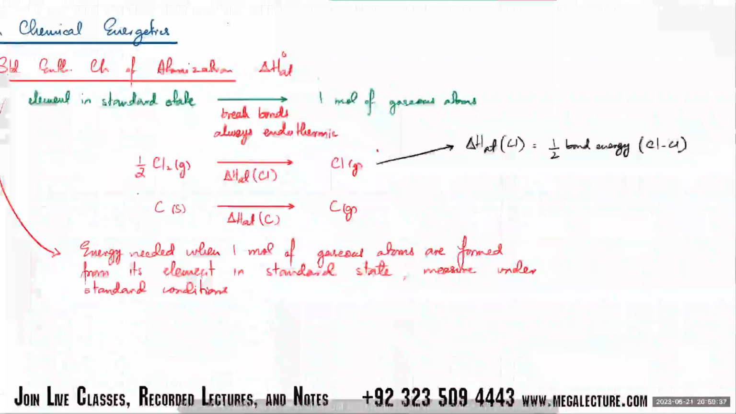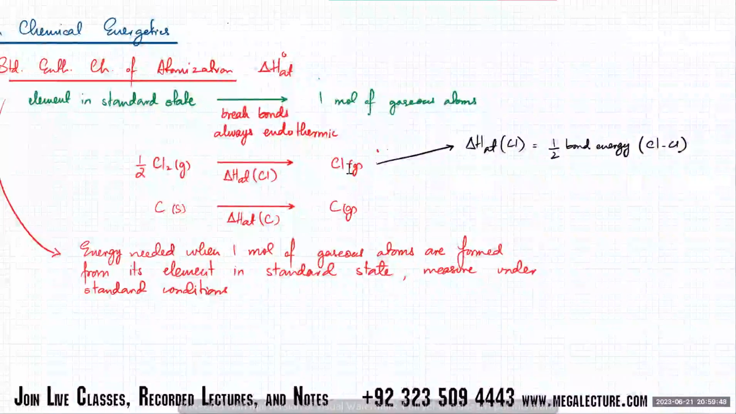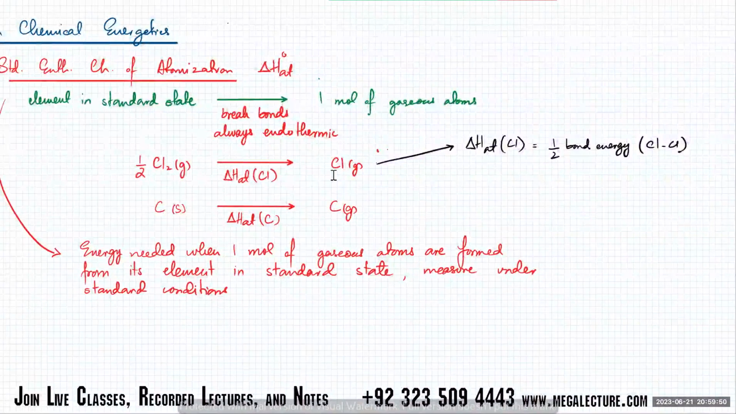So in this case, if you look at the equation carefully, you're breaking exactly half a mole of Cl2 bonds. There's a bond between them. You break that and you get Cl gaseous atoms. Is this clear? How to find enthalpy of atomization most of the time? Is that clear?